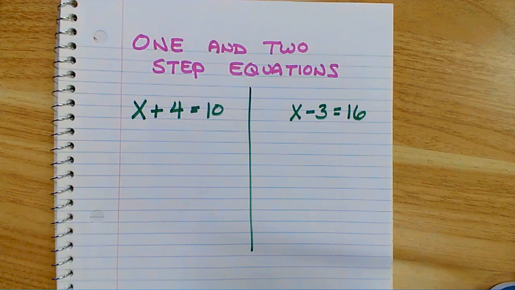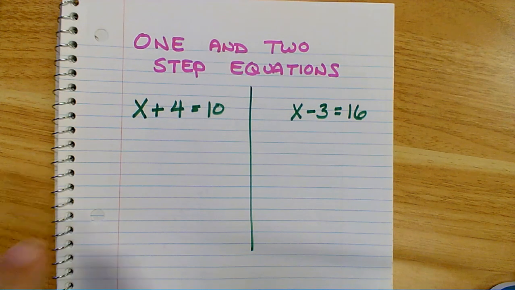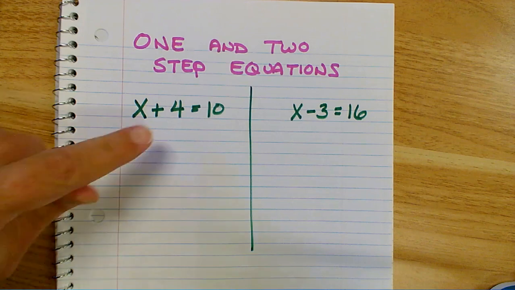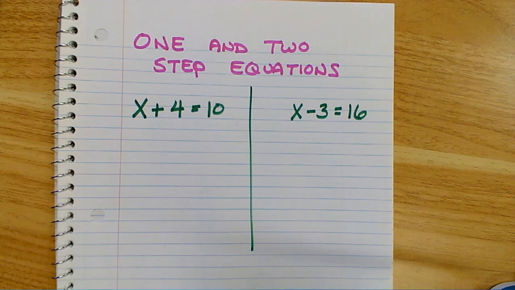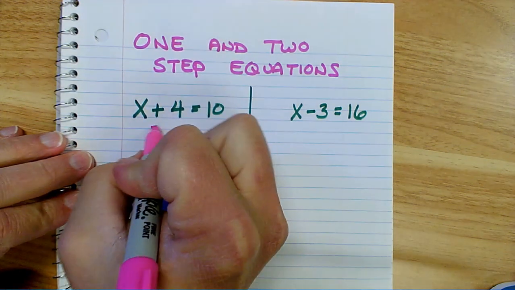On this one, I ask myself, who is the variable? The variable is x. Who is bugging the x? The 4 is bugging the x. What is the 4 trying to do? It's trying to add. How do I fight a positive 4 and adding 4? I subtract 4 from both sides.